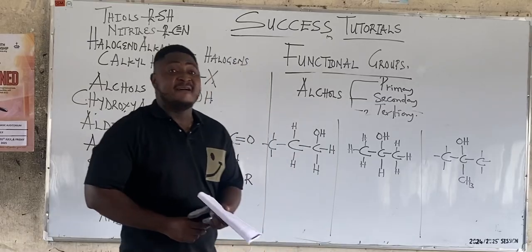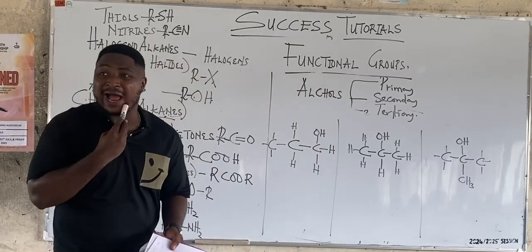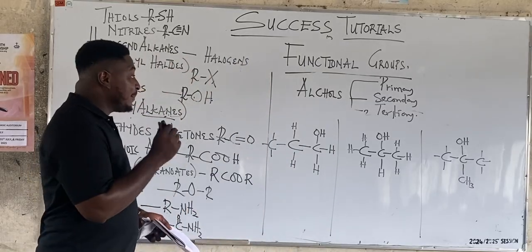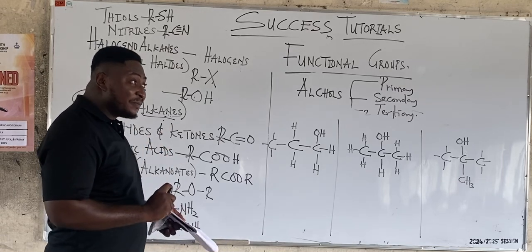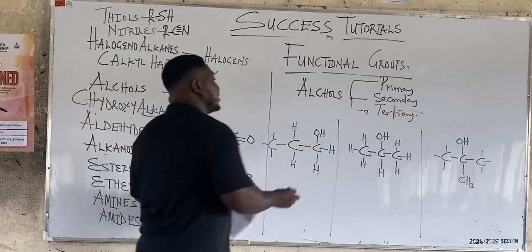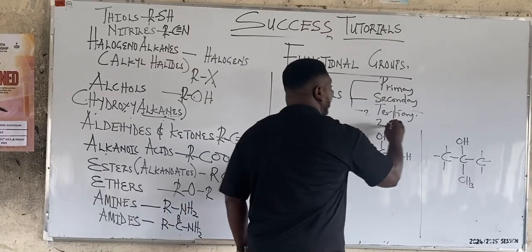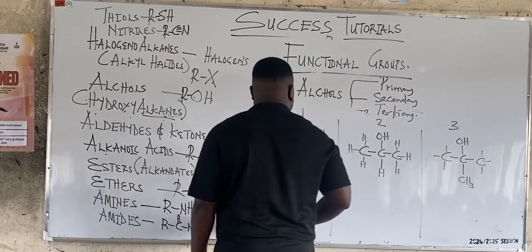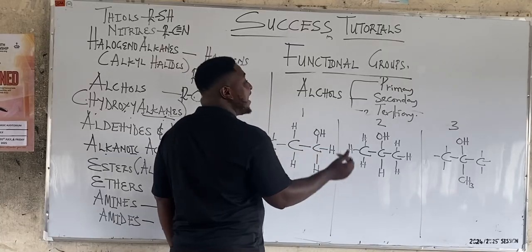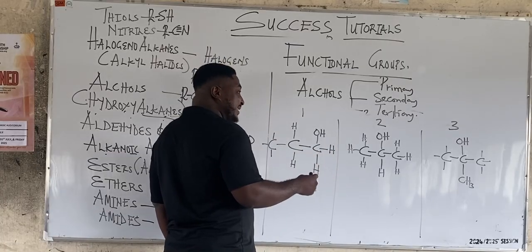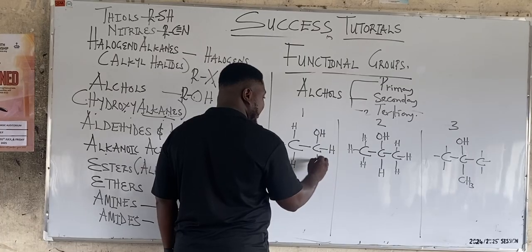First thing first, you go and observe the carbon that is carrying the OH group. It is the most important one, because it's the one carrying the functional group. Example 1, example 2, example 3. Follow me carefully. In example 1, look at this carbon bearing the OH group. How many hydrogens can you count on that carbon directly attached? There are 2.